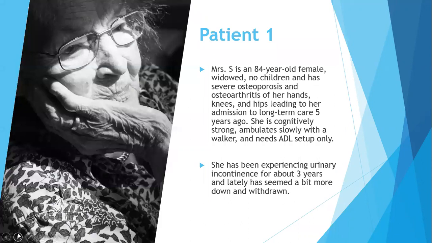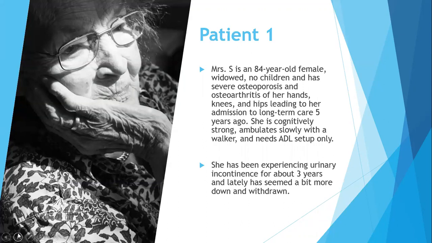So our first example is Mrs. S. She's 84, she's widowed, doesn't have children. Her osteoporosis is quite severe, with osteoarthritis in her hands, and all of that arthritis then affected knees and hips, which led her to be in long-term care. She's been there about 5 years. Now, she's an example of someone who has had the arthritis, but cognitively, she's pretty sharp.